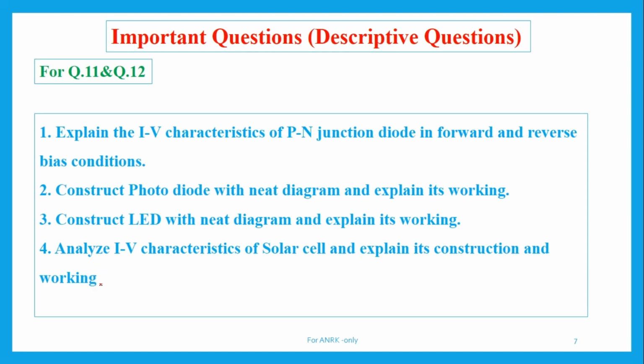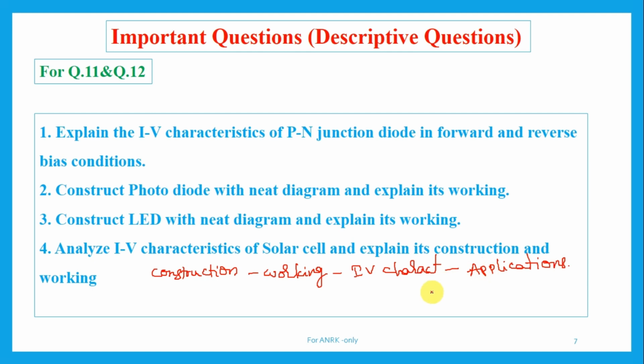Most of the questions are related to construction and working. So we can have construction, working, IV characteristics, and finally applications. In some cases we may have advantages and limitations of that device as well. All are PN junction diodes and we have to focus on this. Along with this we have Zener diode and BJT. These two were added in R22, so it is very important to focus on these as well. Now we will go for the next question.